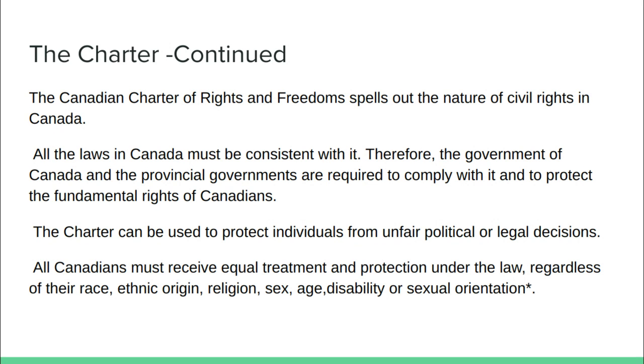So the general idea here with the Charter is all Canadians must receive equal treatment and protection under the law, regardless of race, ethnic origin, religion, sex, age, disability, and sexual orientation. And there's a bit of an asterisk around sexual orientation because it actually does not appear in the Charter itself, but it does apply.